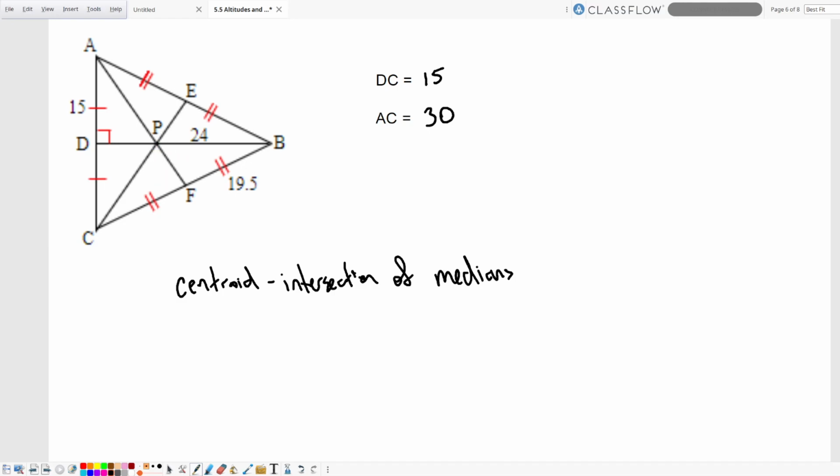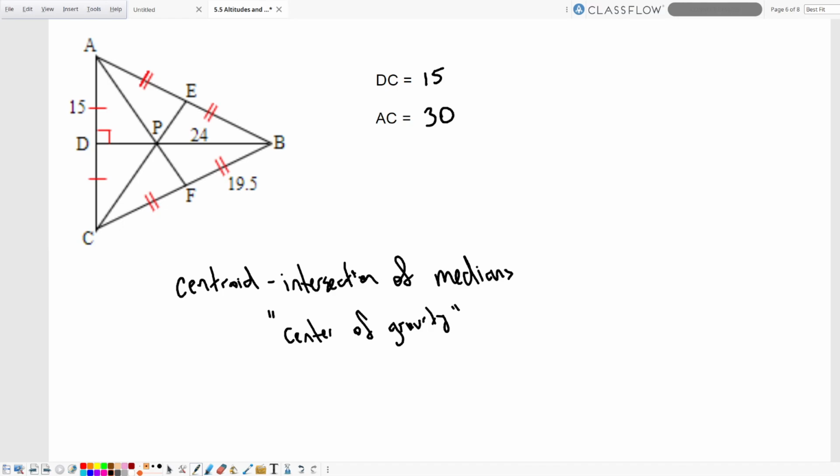The centroid's special. The centroid is the center of gravity of a triangle. So what does that mean? The center of gravity. So what this means is that if you were to take a triangle, find the centroid, that is the balance point of that triangle. So you could put your finger right at that point, and the triangle would balance perfectly. It wouldn't fall off in one direction.